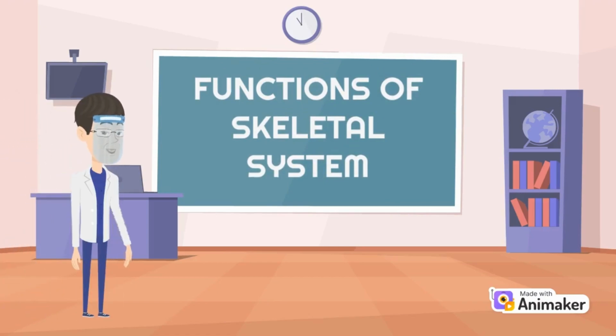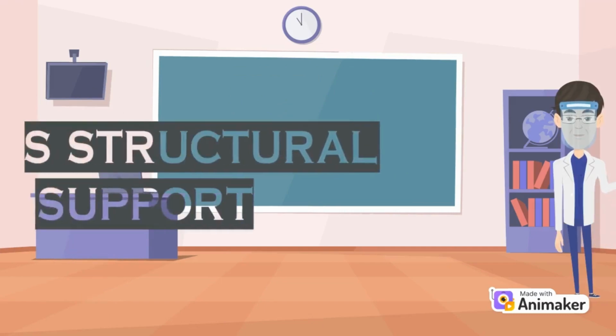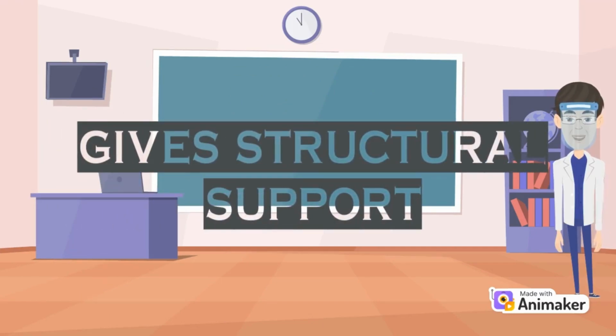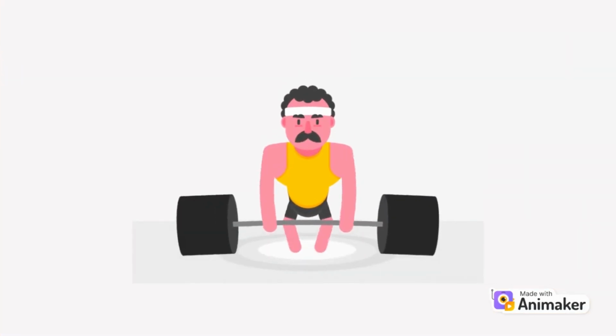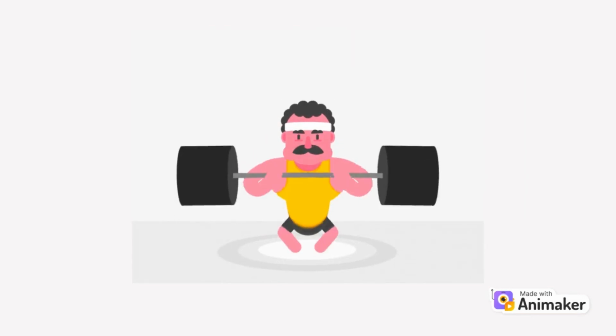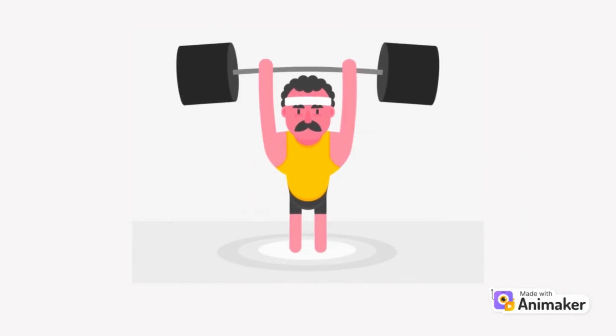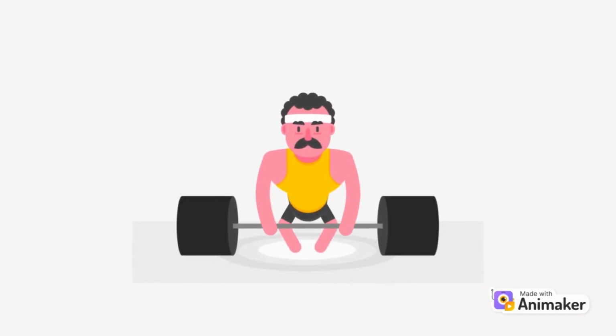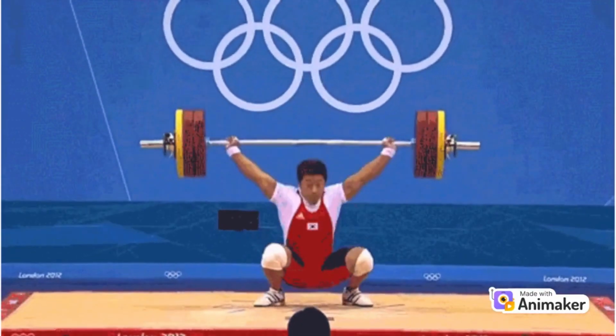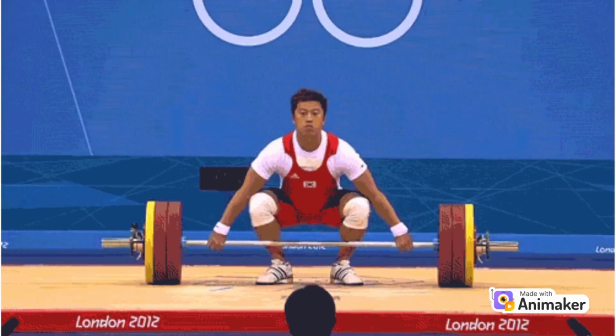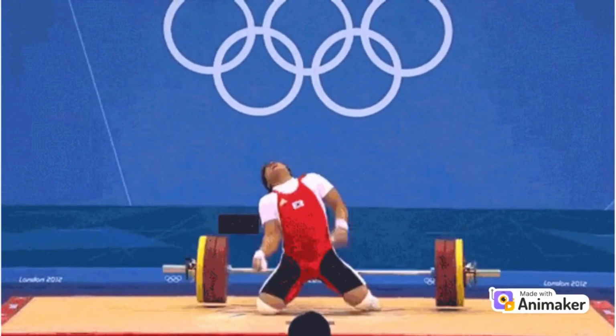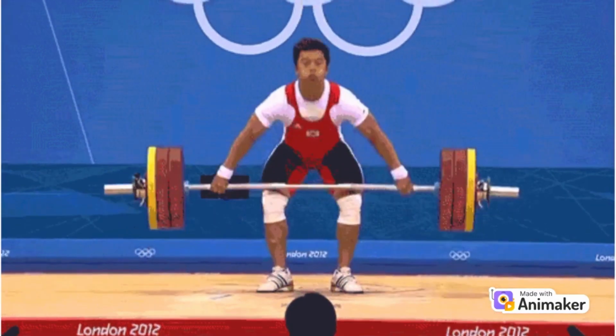So what are the functions of skeletal system? First, skeletal system gives structural support to our entire body. Look at this man. With the help of his skeleton, he could lift the weights. However, if more pressure is put on a bone than it can stand, it will split or break. This is called a bone fracture.